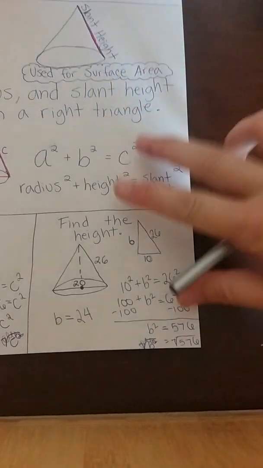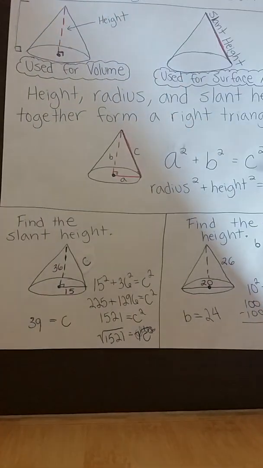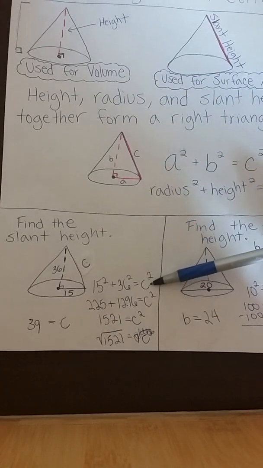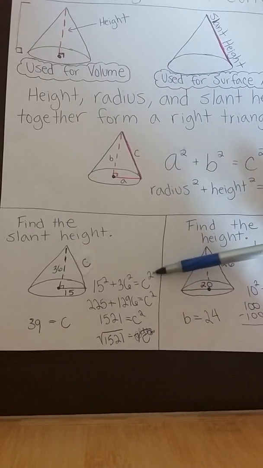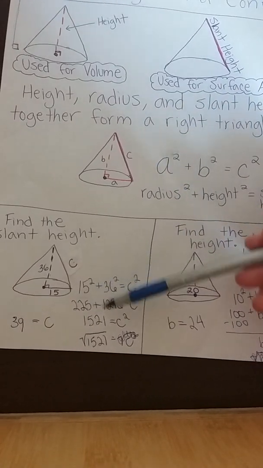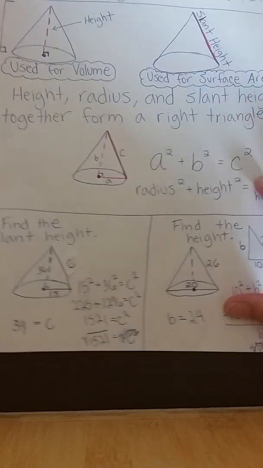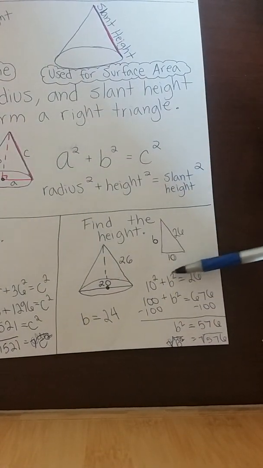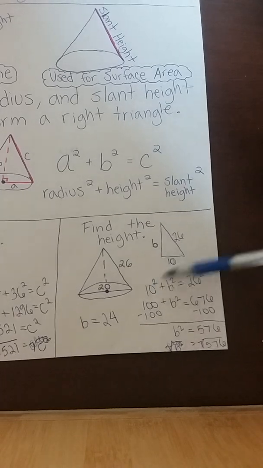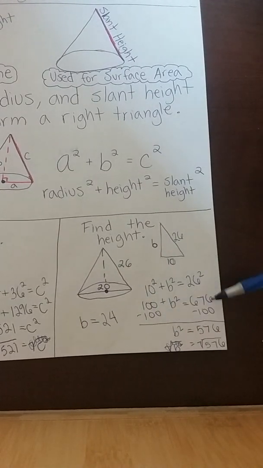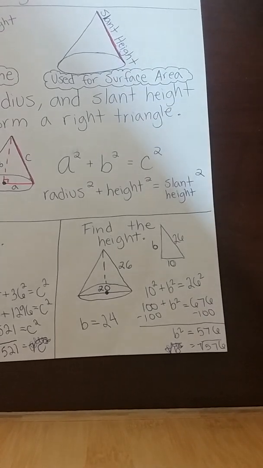Now, please keep in mind, when you're looking for slant height, this number is going to be alone. The c squared, your variable's already alone. So once you square these, you add them and then square root. When you're looking for height, the variable's on the same side as something else because it's b. So once you square them, you have to subtract before square rooting.